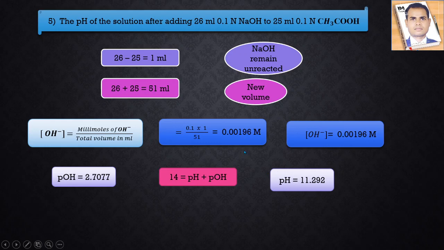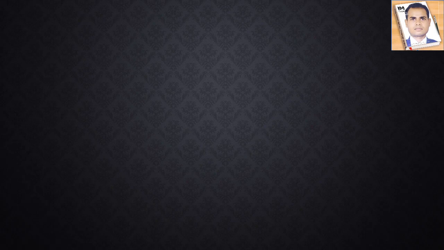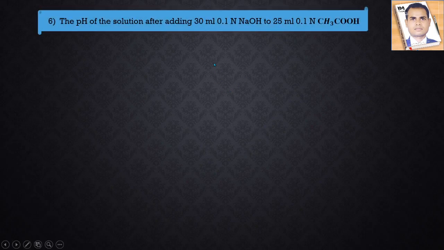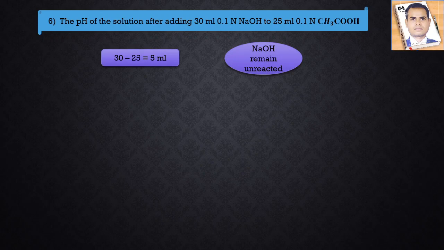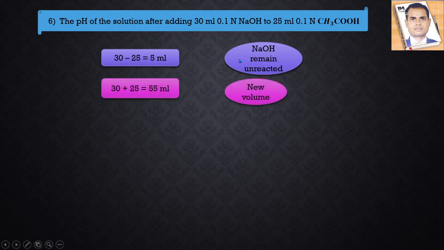Now the last step, when we are adding 30 ml of 0.1 normal NaOH to 25 ml of 0.1 normal acetic acid. What will be the pH or OH minus ions? In this way we have to write: 30 minus 25 is equal to 5 ml. So 5 ml is extra from the NaOH, which means the NaOH remains unreacted. Again, the new volume is 30 plus 25, which is equal to 55 ml.